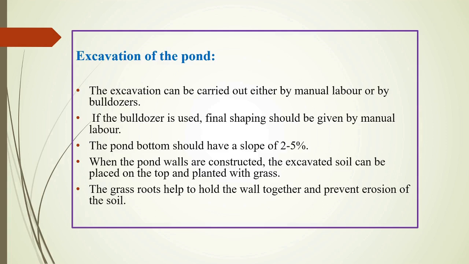Side slopes of embankments depend upon the nature of material used for construction. When the pond walls are constructed, the excavated soil can be placed on the top and planted with grass. The grass roots help to hold the wall together and prevent the erosion of soil. So that is about the excavation of the pond.